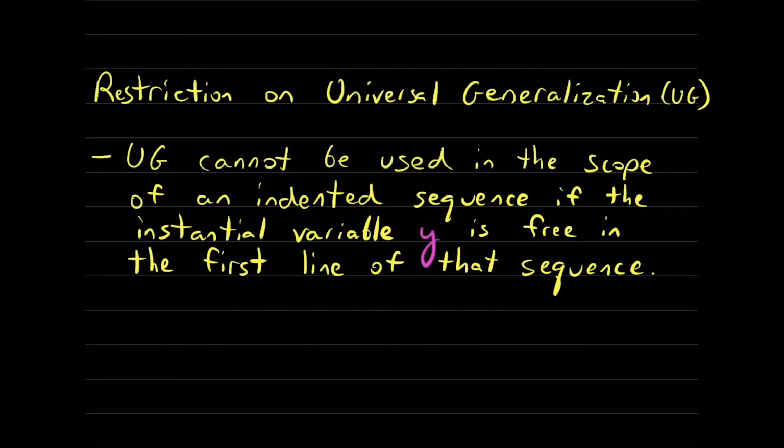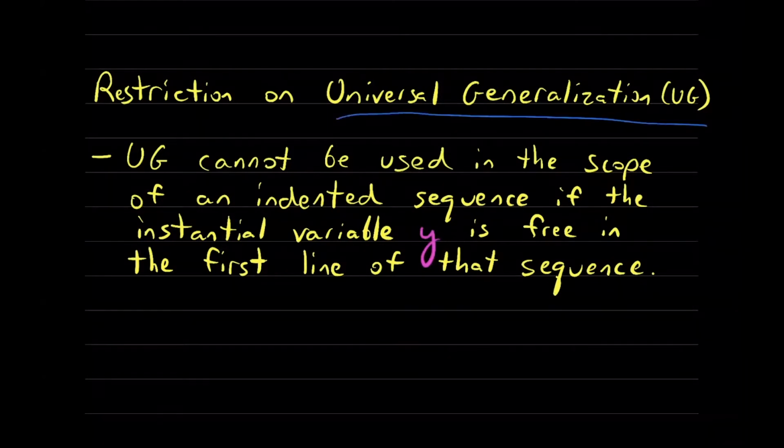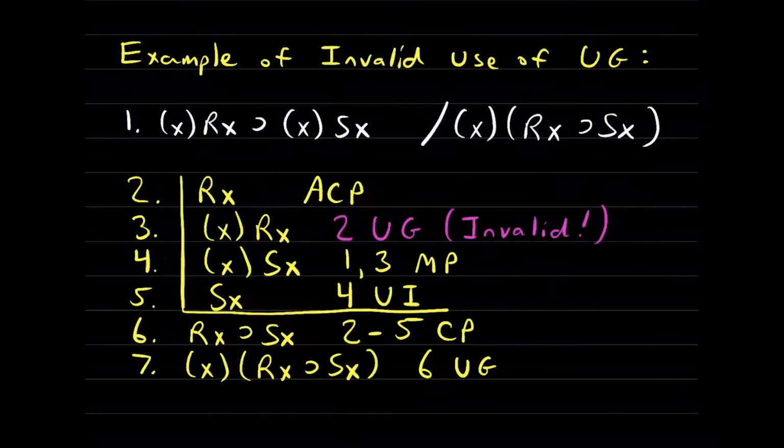There's a new restriction on universal generalization, UG. So if you're using conditional proof or indirect proof, universal generalization cannot be used in the scope of an indented sequence if the instantial variable, y, in other words, the free variable that you're using to do the universal generalization step, is free or unbounded in the first line of that sequence. So I know that's a mouthful, but I want to look at an example from your textbook about how this restriction applies. So here is a proof with a mistake in it.